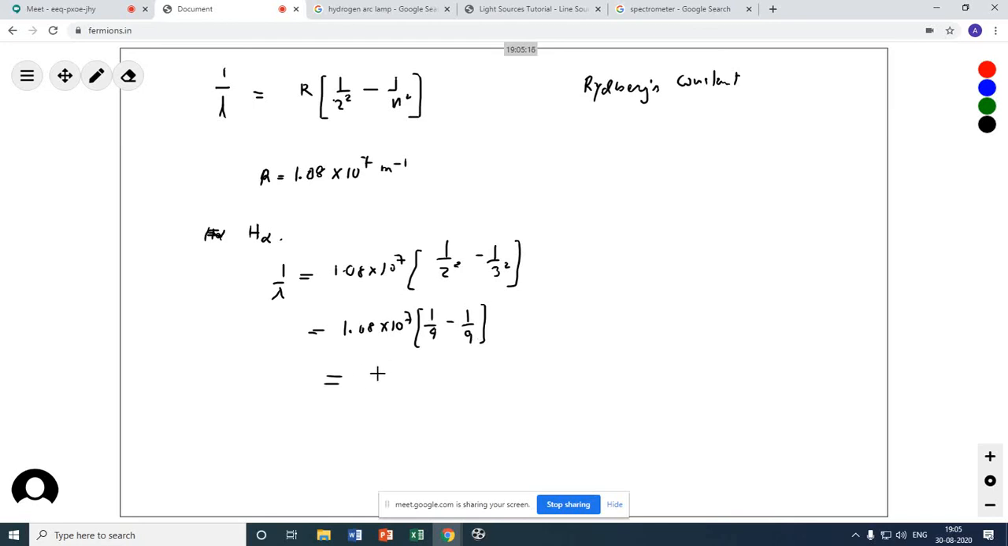It should be 0.15 into 10 to the power 7 for 1 by lambda. So lambda would be equal to 1 by 0.15 into 10 to the power 7. So that gives me 10 to the power minus 7 into 1 divided by, these are rough calculations, 6.66, and it is actually 6.56 most probably.